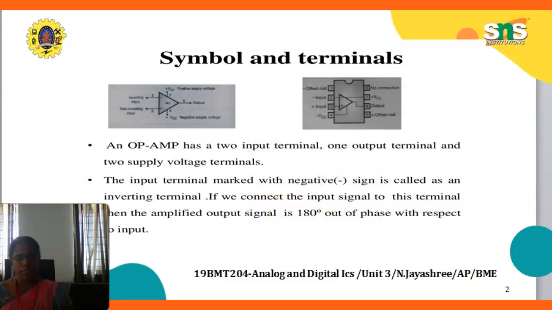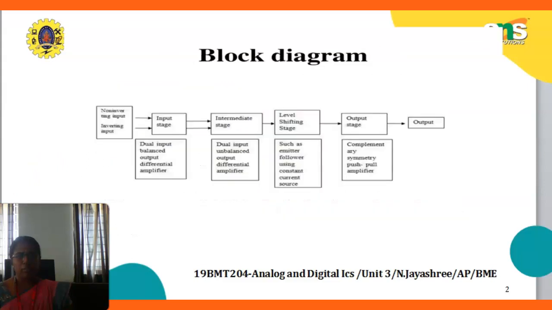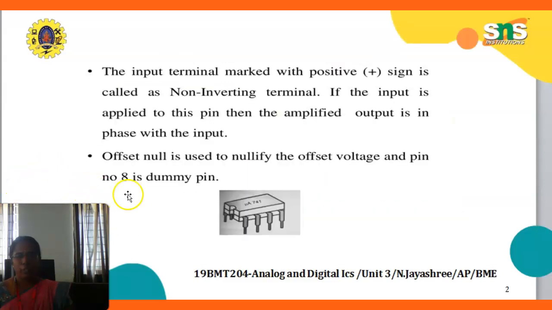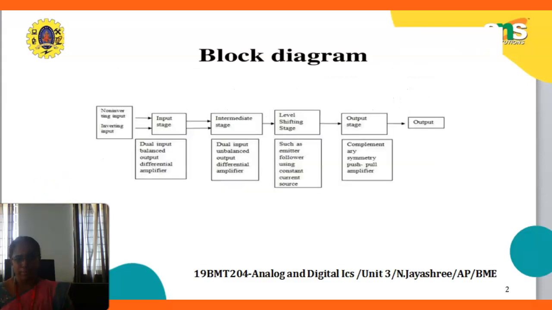Next, the input terminal with positive sign indicates a non-inverting terminal. If the input is applied to this pin, then the amplified output is in phase with the input. Offset null is used to nullify the offset voltage, and pin number 8 is the dummy pin. So there are 4 stages of the op-amp: number 1 is the input stage, then the intermediate stage, level shifting, and output stage, and at last the output.